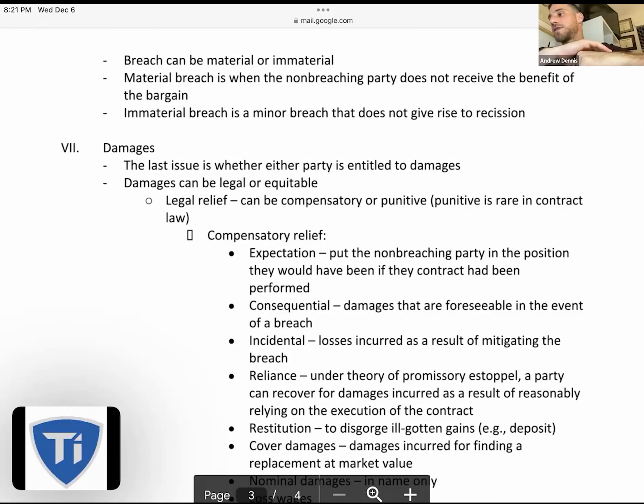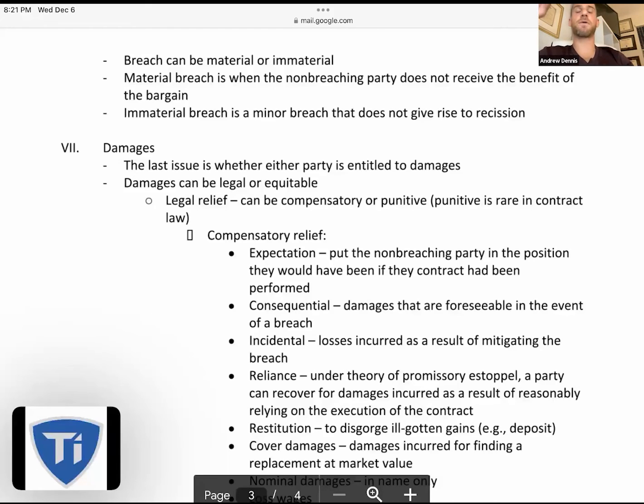For breach of contract claims, there are two types of damages available: legal relief and equitable relief. Legal relief includes compensatory and punitive damages, although punitive damages are rare in contract law. The main form of compensatory relief is expectation damages, which put the non-breaching party in the position they would be in if the contract had been performed. There are consequential damages, which must be foreseeable, and incidental damages, which are incurred as a result of mitigating the breach, right?